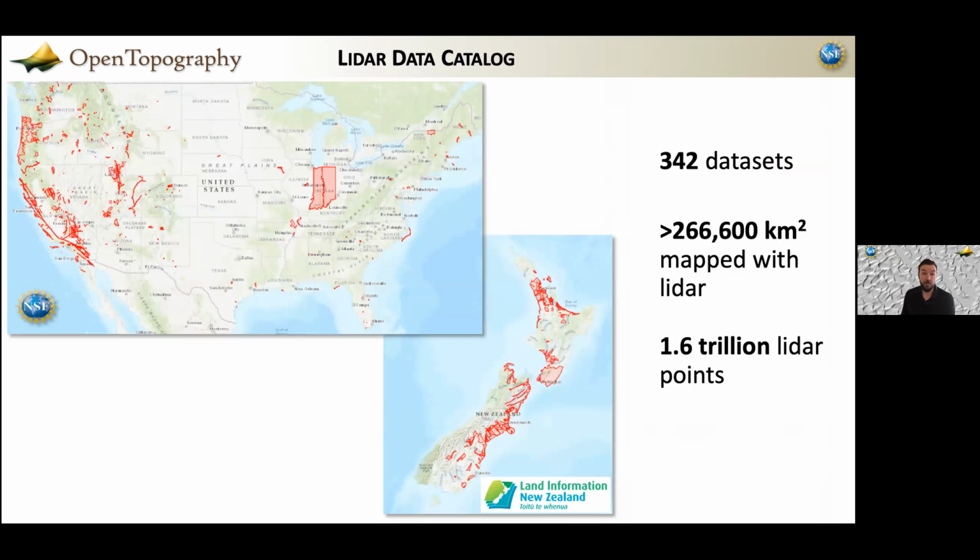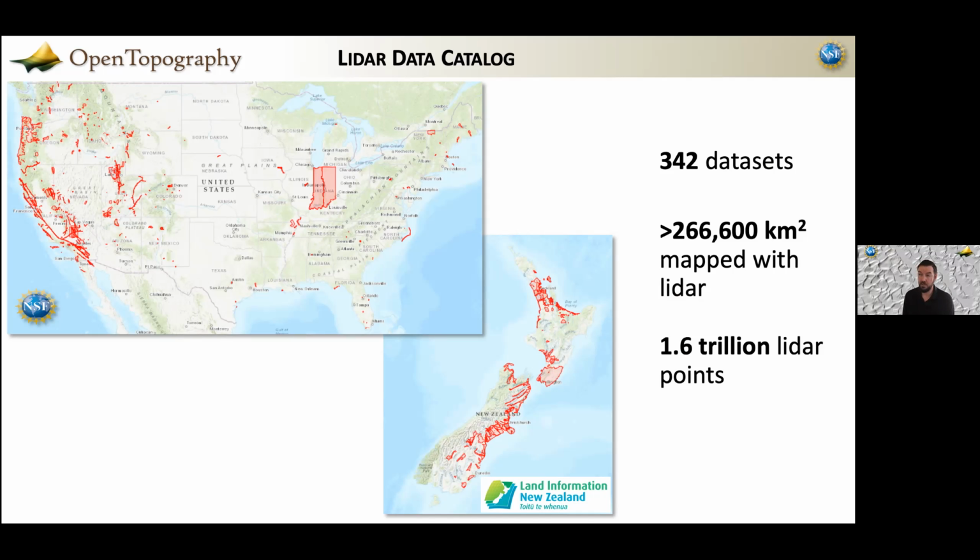So this is what the OpenTopography catalog looks like if you look at the data sets that are hosted at the San Diego Supercomputer Center on our machines. It's 342 data sets, about 1.6 trillion LiDAR points. So it's all the red polygons. We have a growing amount of data in New Zealand because we've got a partnership with Land Information New Zealand to provide access to their point cloud. So OpenTopography is the official distribution pathway for the nationwide LINZ LiDAR effort. That's multi-year, I think another 5 years before they get to national coverage. And all that data comes through OpenTopography.